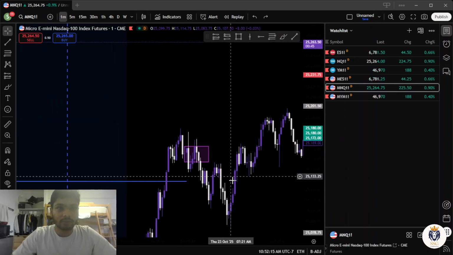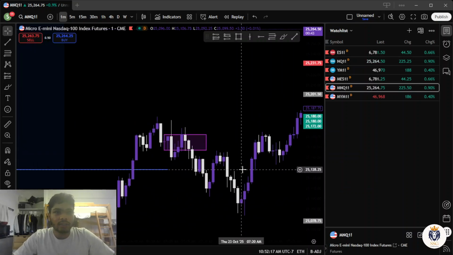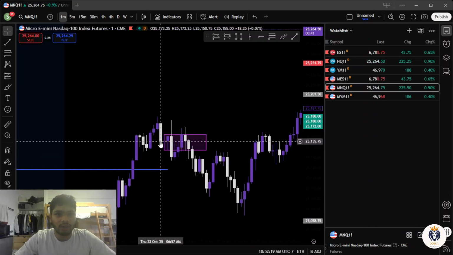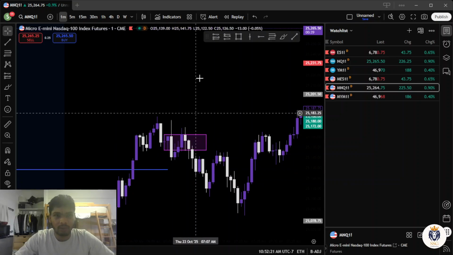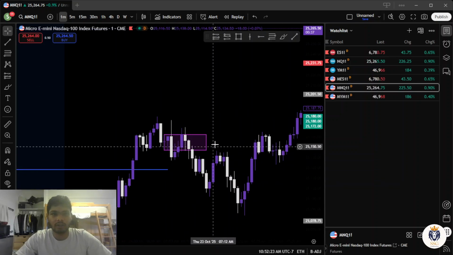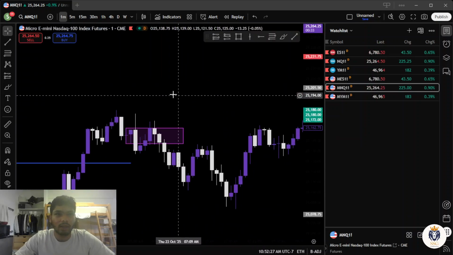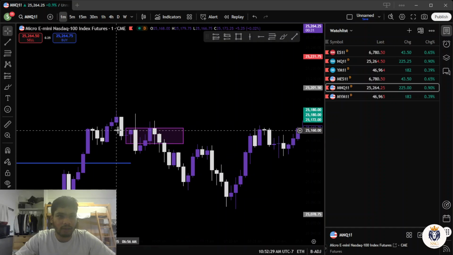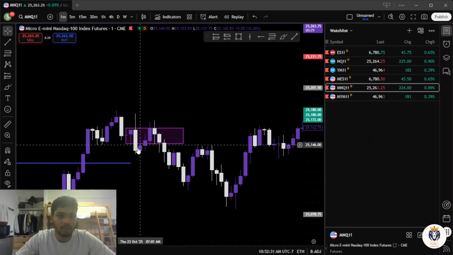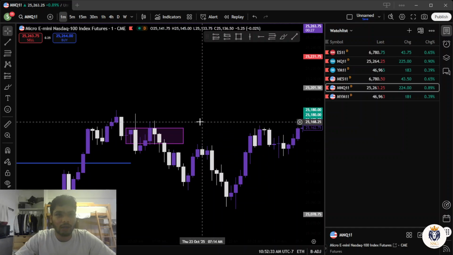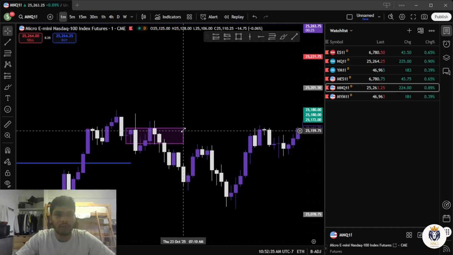Okay, so my friend entered somewhere over here, but I entered somewhere here, so you'll see the entry. We swept liquidity, and then we broke structure to the downside right here. See, low, and then boom, break structure.